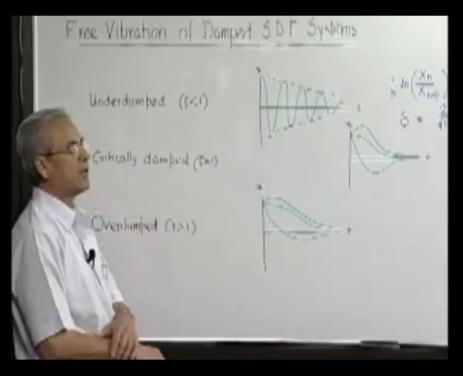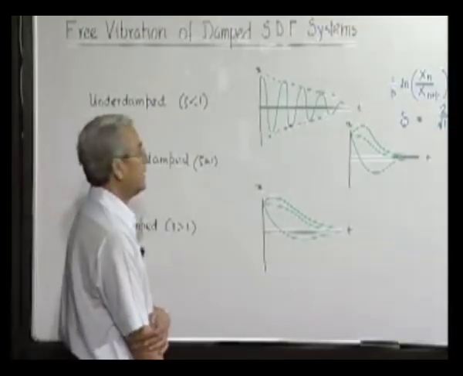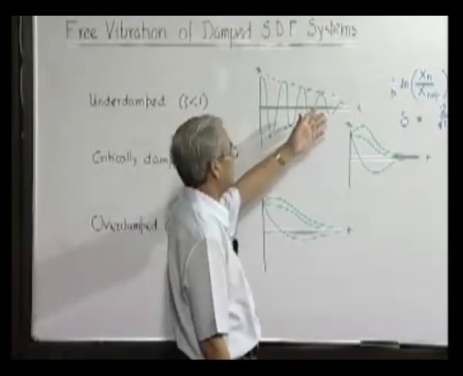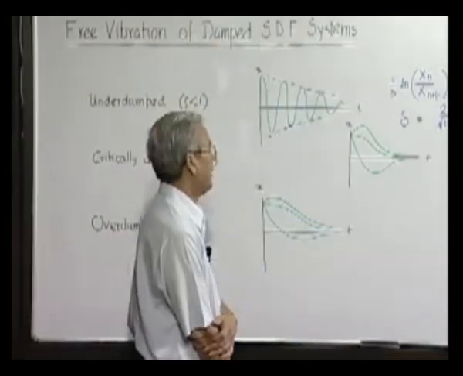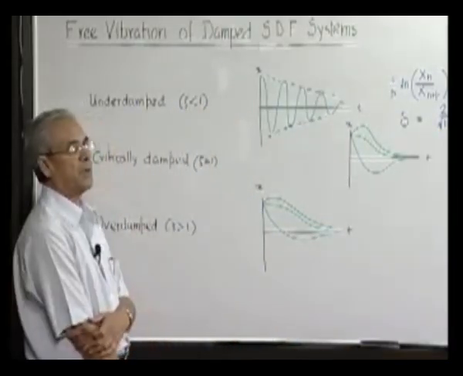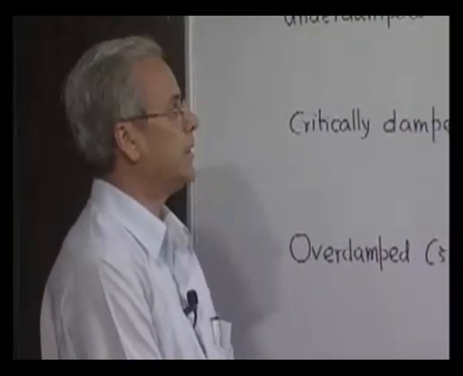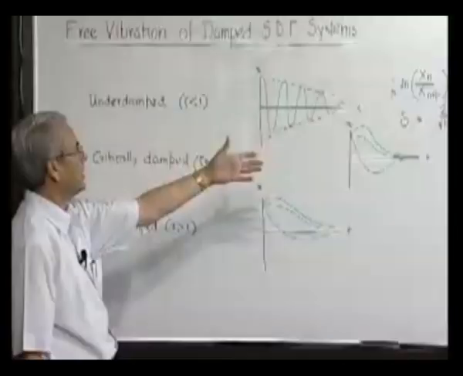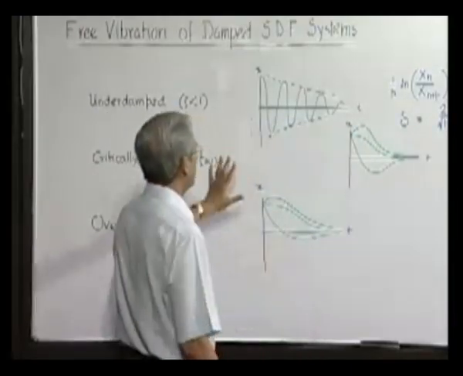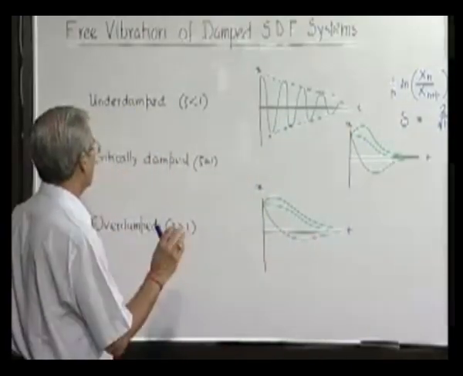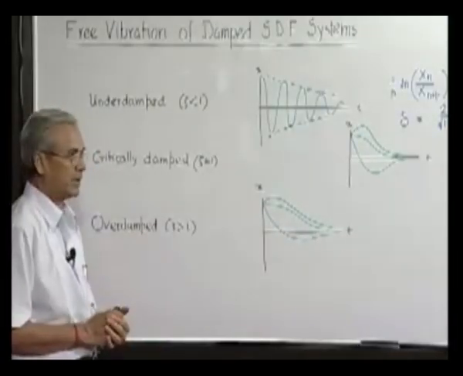So this is a measure of the decay rate, and we have also seen that decay in a viscously damped system can also be indicated by the amount of energy dissipated per cycle divided by the maximum energy in the cycle, and that is also related to delta, and those derivations we have seen. So this is in a nutshell about the viscously damped single degree freedom system and their vibration characteristics.